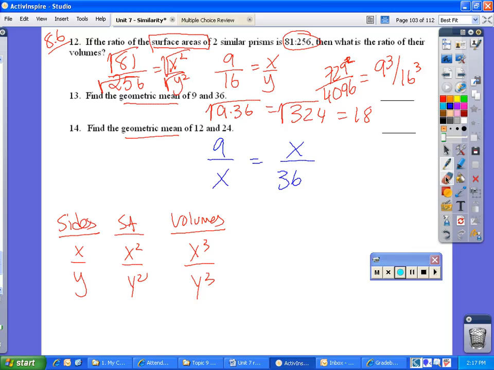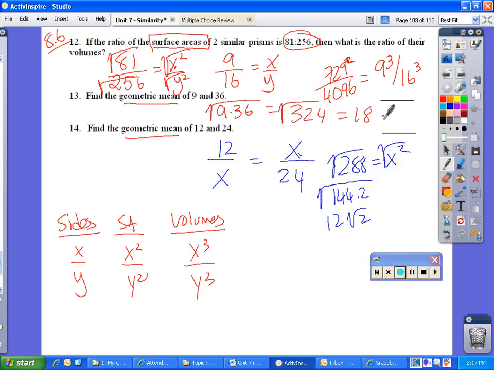So let's use that. Same exact concept, but now different numbers for number 14. The geometric mean we want is between 12 and 24. So if I multiply 12 times 24, I get 288. And if I take the square root of 288, that's basically 144 times 2, which is 12 root 2. And that's the answer for number 14.